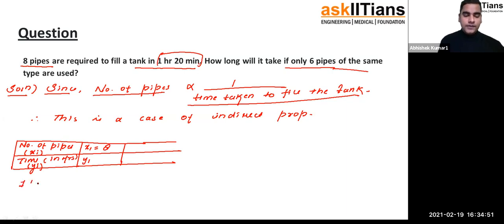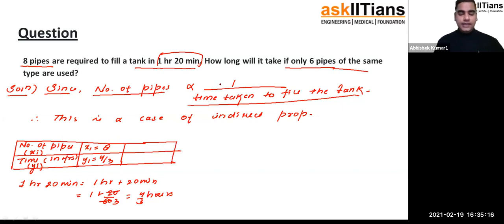1 hour 20 minutes means that is same as 1 hour plus 20 minutes. If you convert 20 minutes into hours, what will you get? You will get 1 plus 20 by 60. This will cancel 3 times, so you will be having 4 by 3 hours. So that means 8 pipes are going to take 4 by 3 hours. Understood? Now what are they asking?